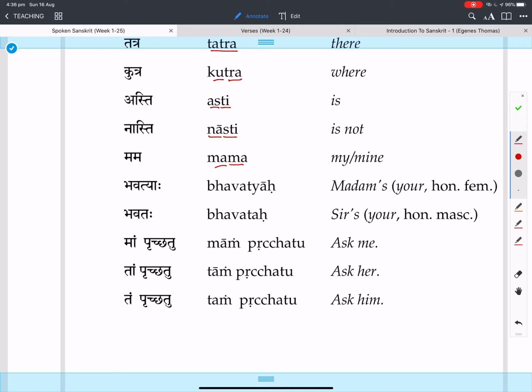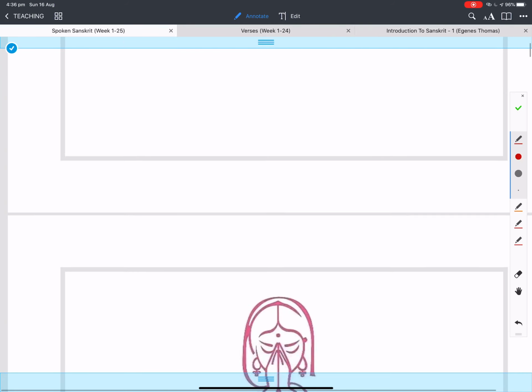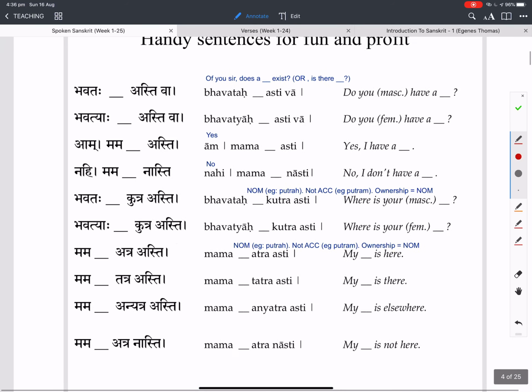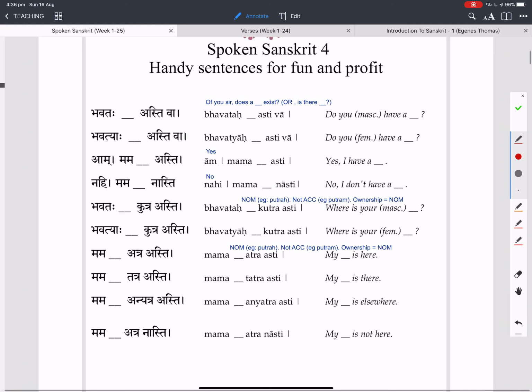Bhavatyaha, bhavataha, mam prchatu, tam prchatu, tam prchatu. And then we can now formulate sentences. Homework in the next class will be to get comfortable with this page so that we can be put into groups and practice spoken Sanskrit.